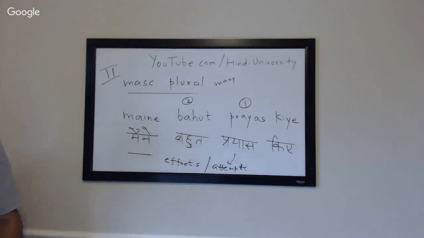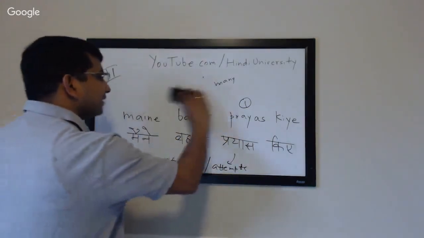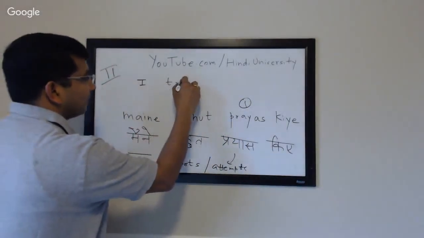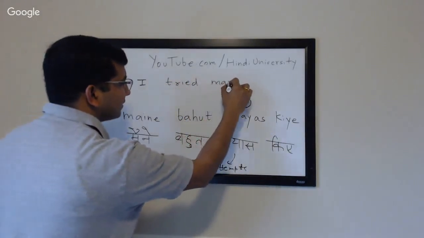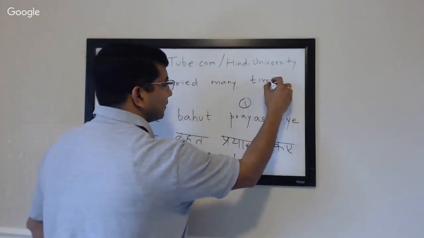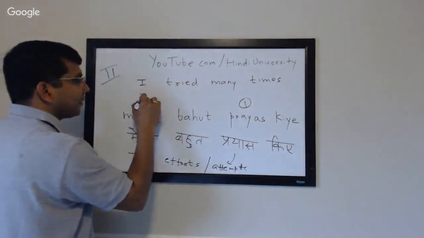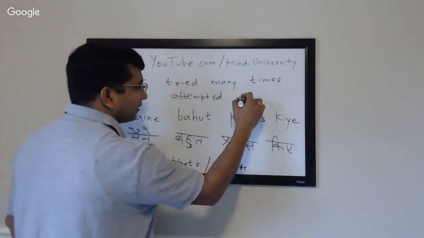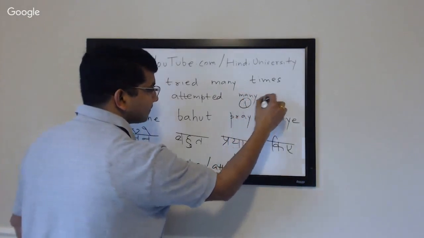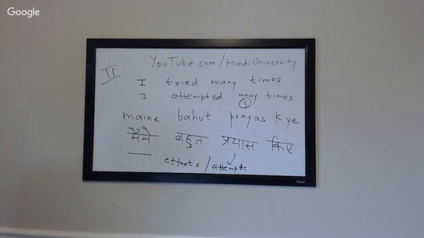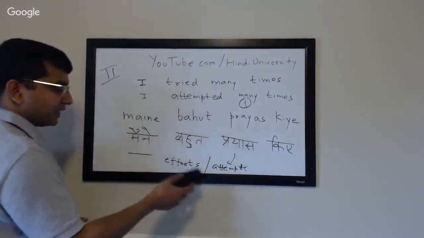Give it a try. Very good, right? I tried many times. That's exactly what the sentence is saying. I tried many times. Or I attempted. I attempted many times. Okay. Right. So that's how you say मैंने बहुत प्रयास किए.